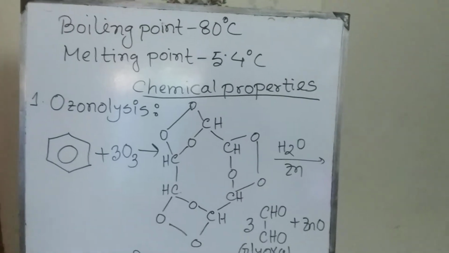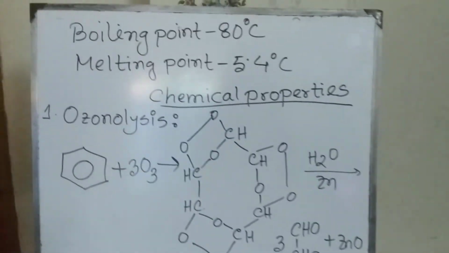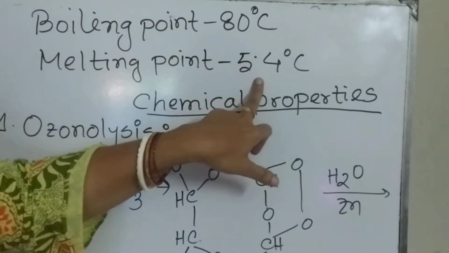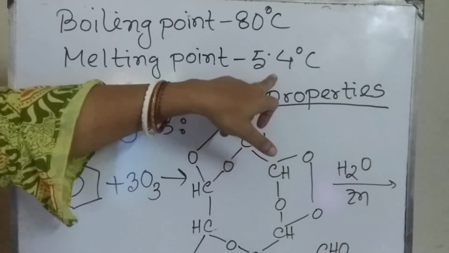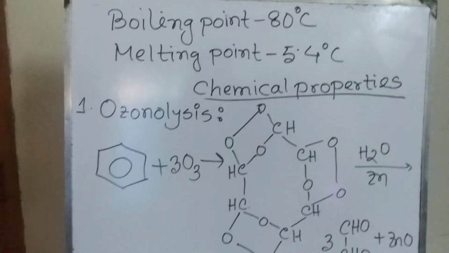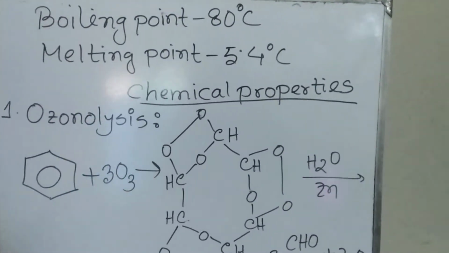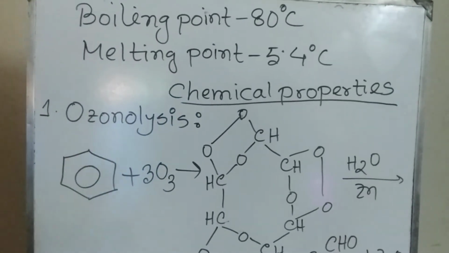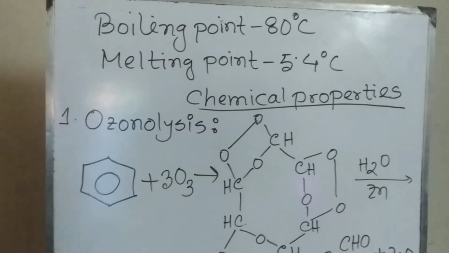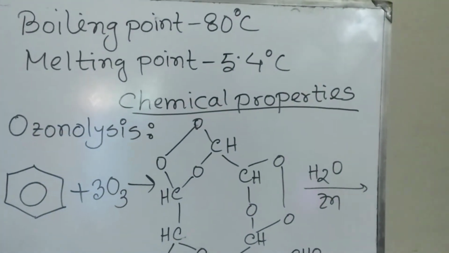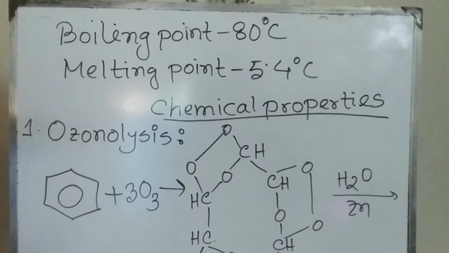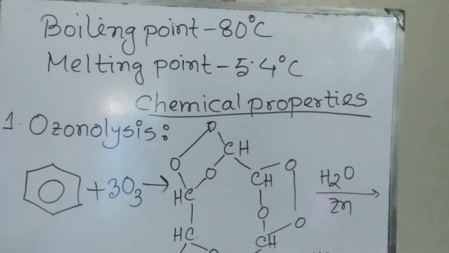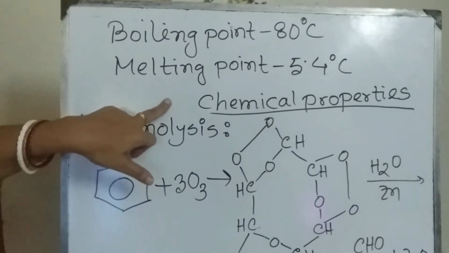Benzene is a colorless liquid. Its boiling point is 80 degrees Celsius, melting point is 5.4 degrees Celsius. It is lighter than water. But the vapor of benzene is very poisonous. If we inhale the vapor of benzene, it will destroy the red blood cells and white blood cells of the body. So, we must be careful about benzene.